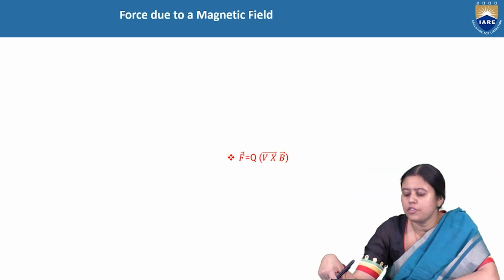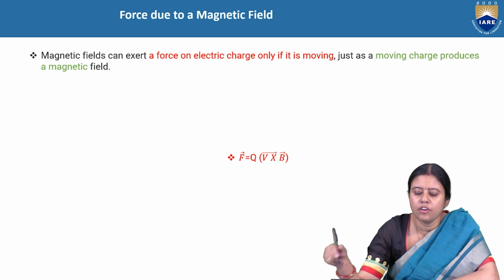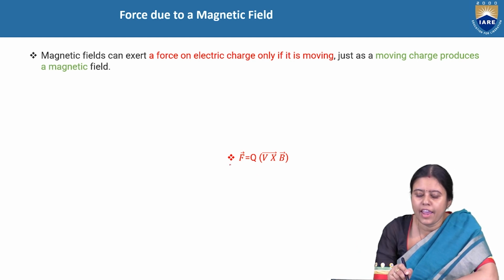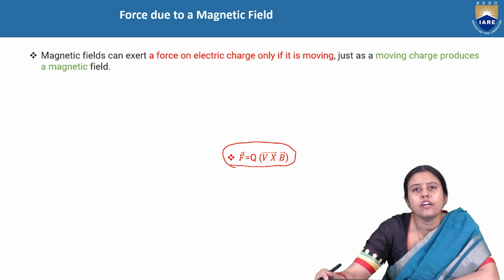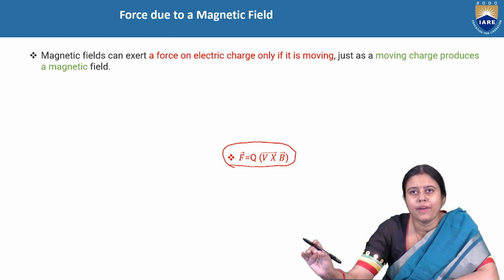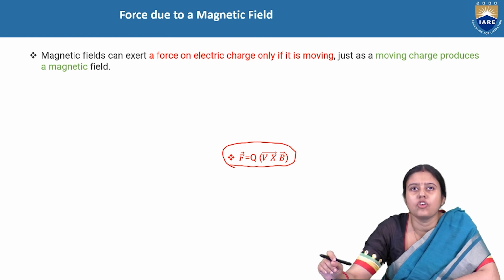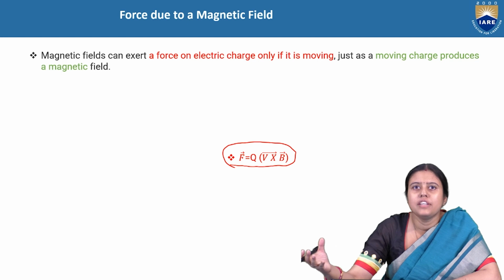First we will discuss the Lorentz force. We can write F is equal to Q V cross B. Actually, this is the primary definition of the Lorentz force. But in this topic, we will discuss it more in depth.